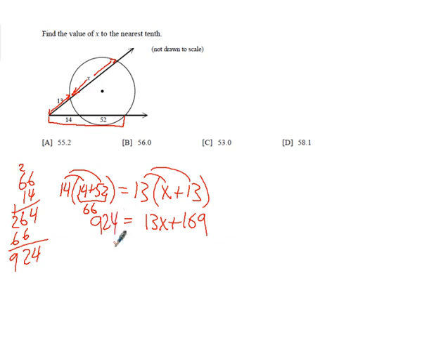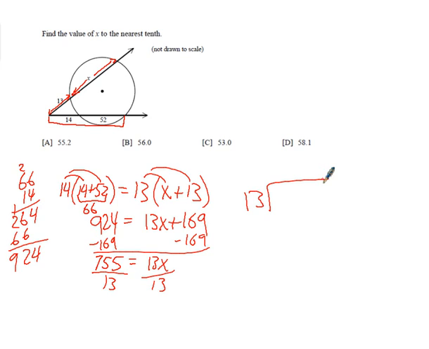Alright, now we're going to just solve this for x. So we're going to minus 169, and we get 755. 13x, we're going to divide both sides by 13.